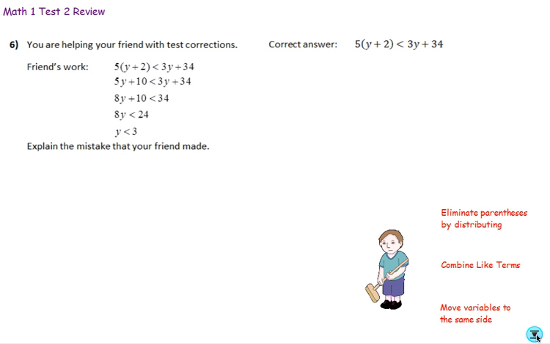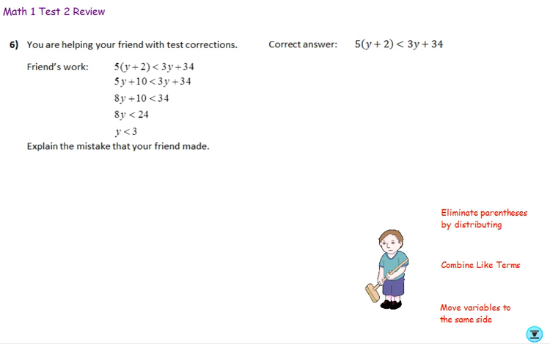Alright, so number 6 says you're helping your friend out with some test corrections, and your friend did a problem but got it wrong on the test, so then you're having to explain to them what their mistake was. If we're not sure just by looking at it right away, it's probably a good idea for us to just do it ourselves, and then maybe we can figure out where they went wrong. So it's going to be the same deal here.